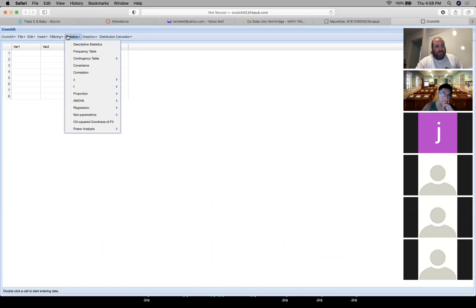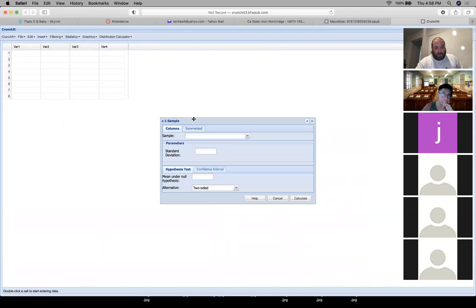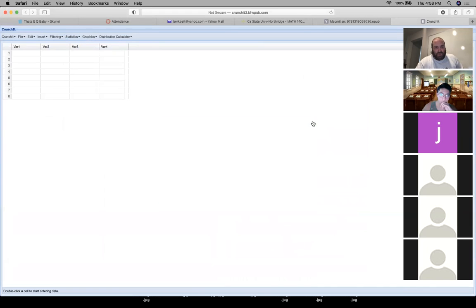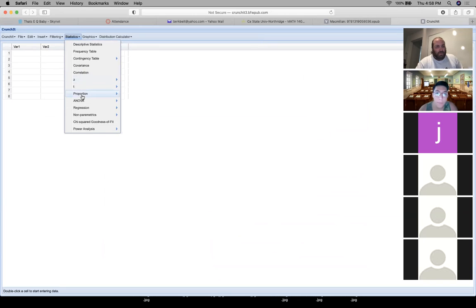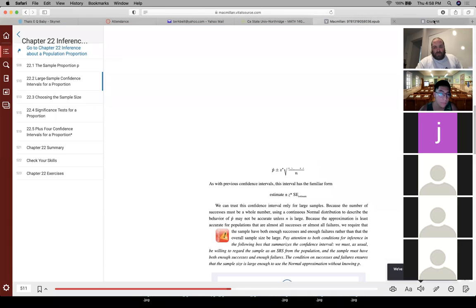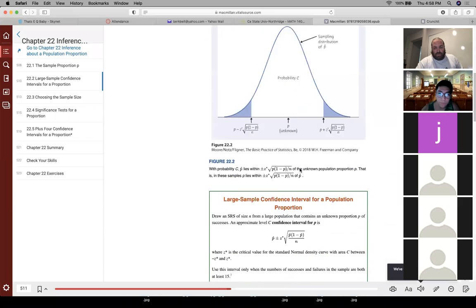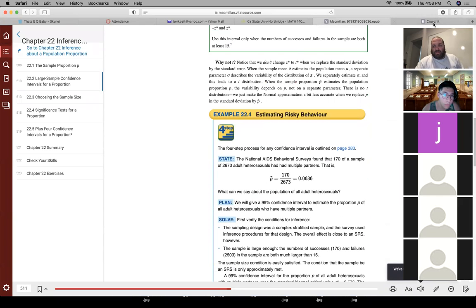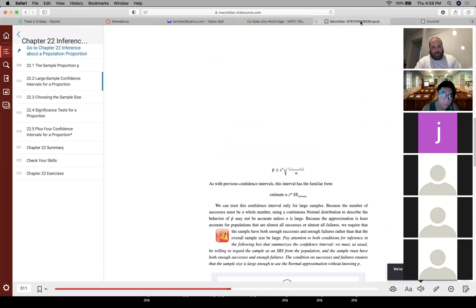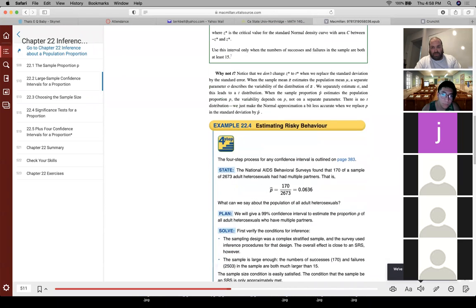Statistics. This is going to be Z. Remember, it's a z star, so we use Z, one sample. But this is for mean. We want proportions. Oh, here, proportions. Proportion, one sample. We're going to summarize. So n was 2,673. The number of successes was 170.